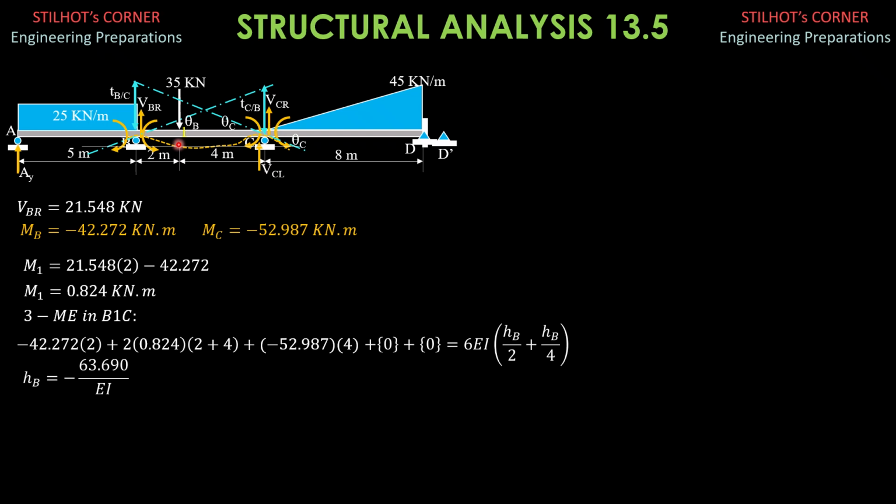So meaning the elastic curve at 1 is above the horizontal axis of the beam. So it's here. That's why B and C are below that point, that horizontal line through the elastic curve. So it means that the elastic curve really lies above the horizontal axis of the beam. So the deflection at 1 is positive. So we just make this positive, and that is delta 1 automatically. So delta 1 is 63.69 over EI.